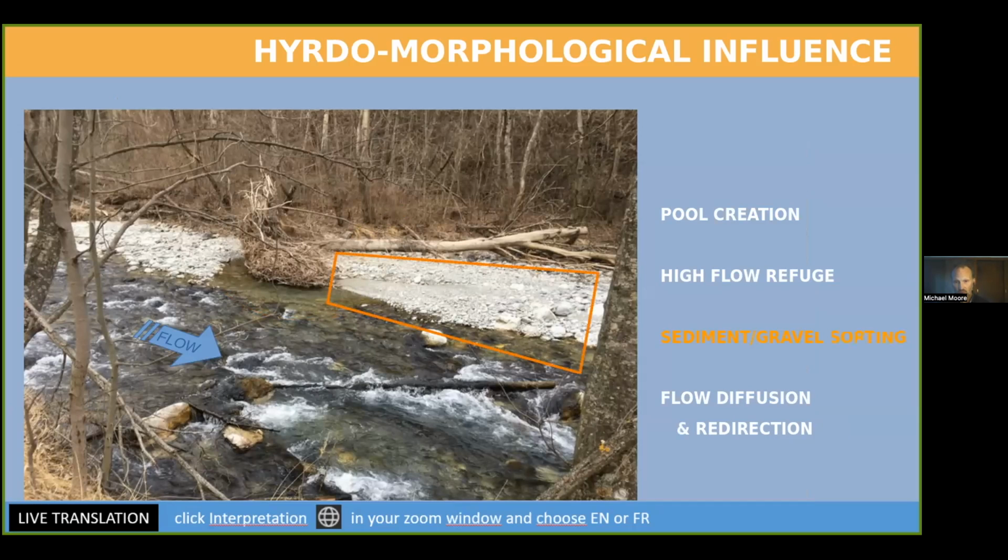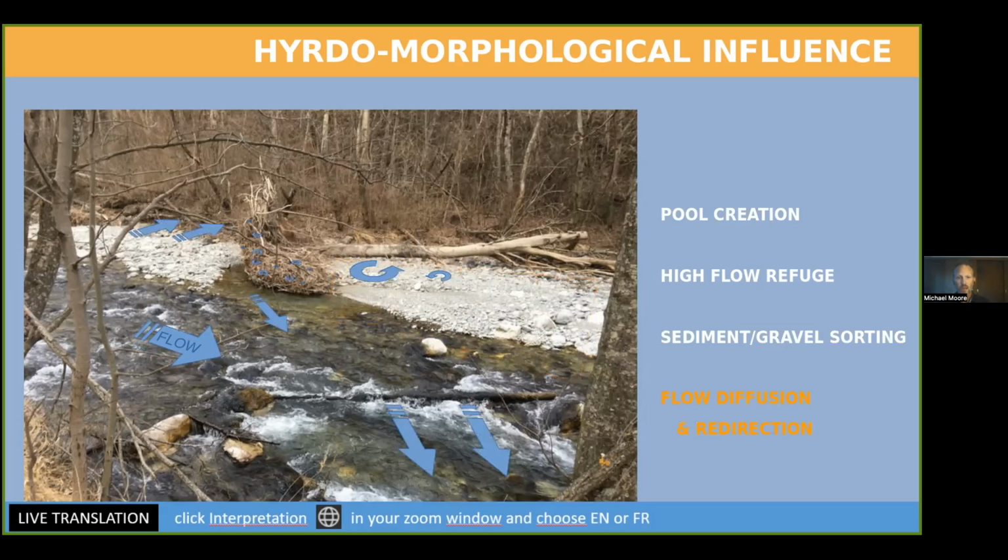You can see that gravel has been sorted downstream of the root wad, beautifully, and you can note that upstream and around that area there is no sorting, representing the idea that the system doesn't have different grain sizes available. And then again, flow diffusion and redirection. You have flow that's going to move around the root wad, pushed off up into the floodplain. And in fact, you can't see it in this photo, but just on the other side of the tree, there is a side channel that's forming.